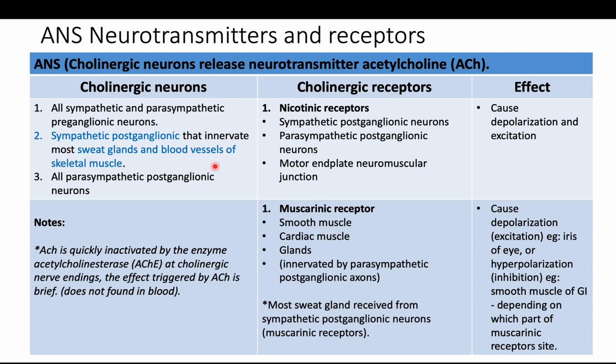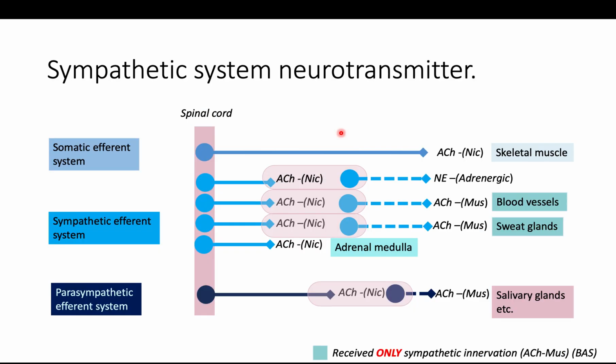So where is this acetylcholine going to act? Acetylcholine is like a key that acts on a door. The door for acetylcholine could be nicotinic or muscarinic, meaning the receptors that acetylcholine can bind to are nicotinic receptors or muscarinic receptors. Where are the nicotinic receptors located? They are located in the sympathetic postganglionic neurons.